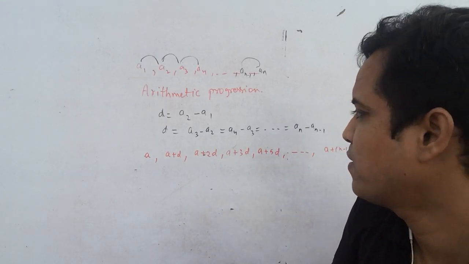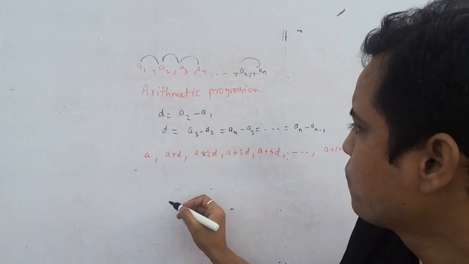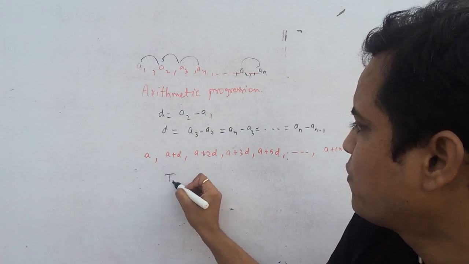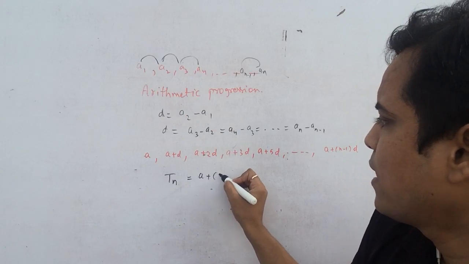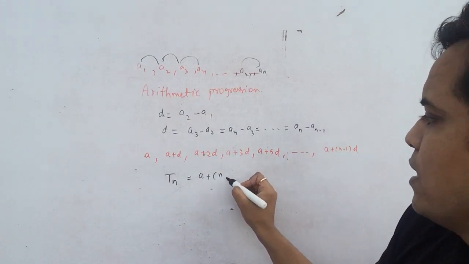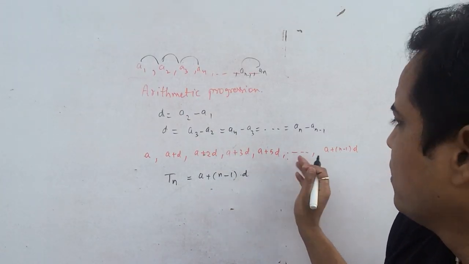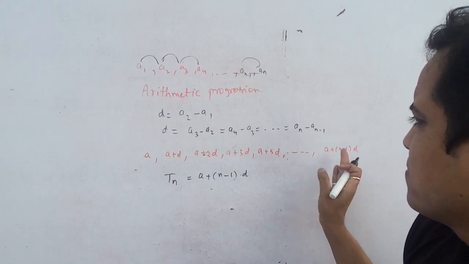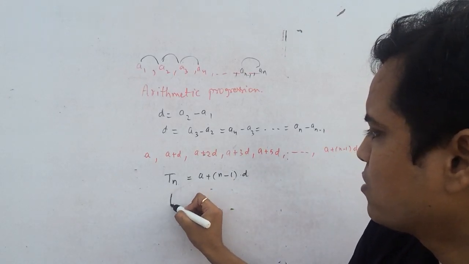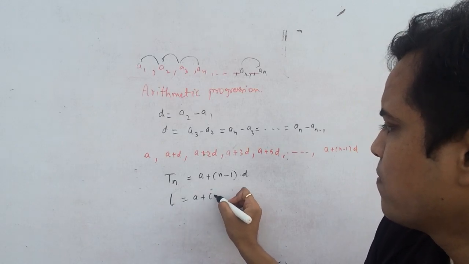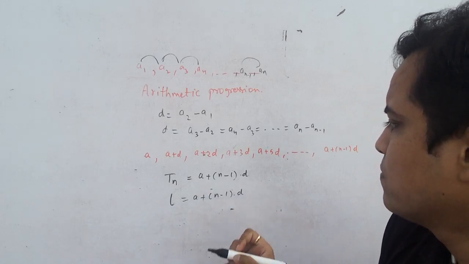What next? We have to learn the formula. The nth term, Tn, is A plus (n minus 1) into D. So can we say this is the last term? Yes, we can say this. So it can also be the last term: L equals A plus (n minus 1) into D.